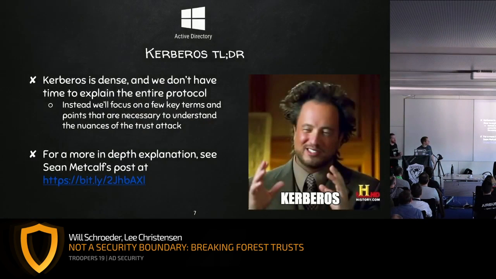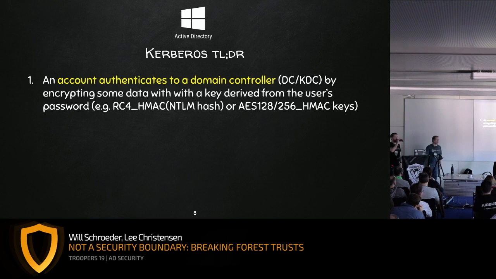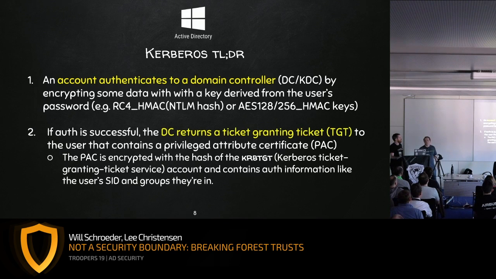There's a link from Sean Metcalf that has a complete in-depth Kerberos overview. So Kerberos TL;DR: when a person gets on their computer and types in their password, they're authenticating to the domain controller. How does that actually happen? They encrypt a piece of data and send it to the DC, and then the DC validates that it was encrypted with their password. If the DC validates that that password was correct, it returns what's called a ticket granting ticket, a TGT.